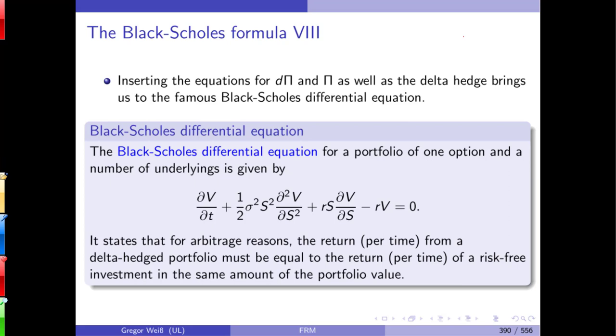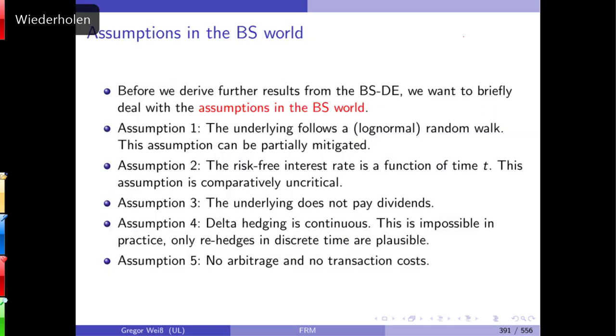The Black-Scholes differential equation for a portfolio of one option or derivative and a number of underlyings is simply given by the partial derivative with respect to time plus half times the diffusion parameter times the squared underlying price times the second derivative of the option price, the derivative price, with respect to the underlying, plus the risk-free rate times S times the partial derivative, minus the risk-free rate times the value of the portfolio. Now, it states that for arbitrage reasons, the return per time from a delta hedged portfolio must be equal to the return per time of a risk-free investment in the same amount of the portfolio value. Okay. That's the Black-Scholes differential equation.